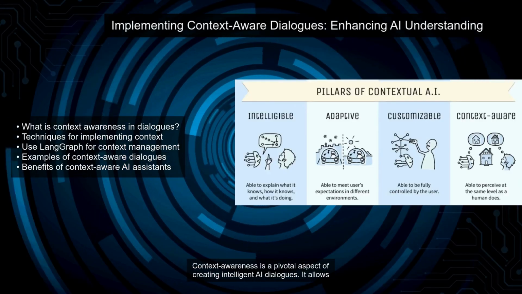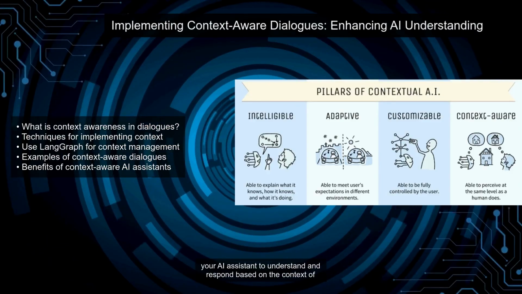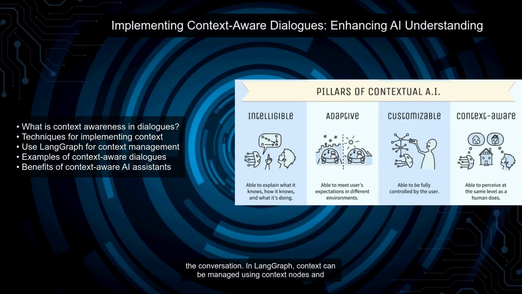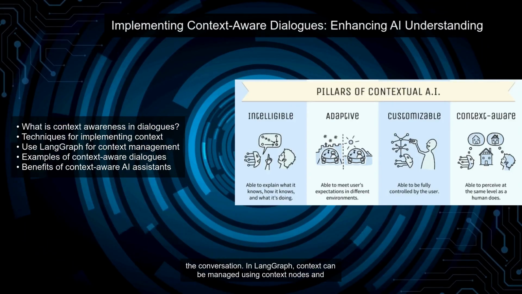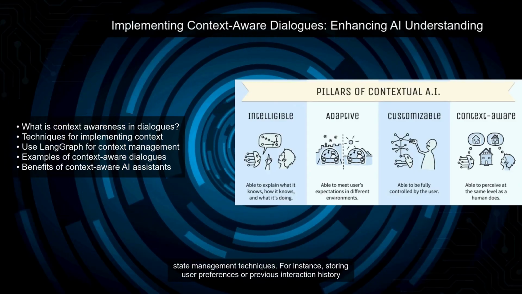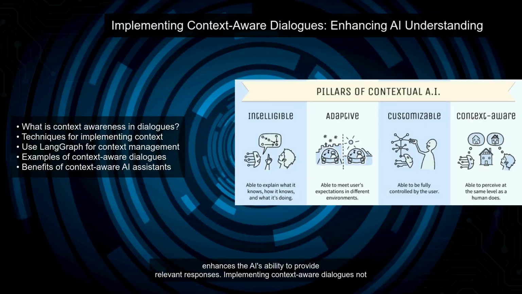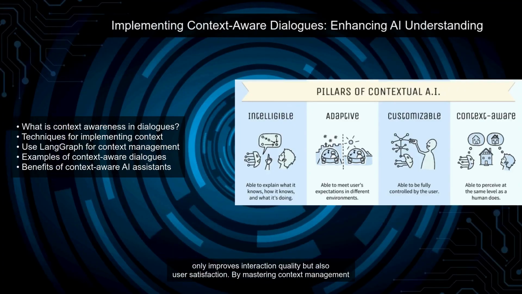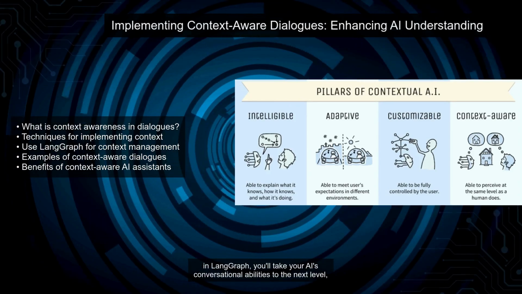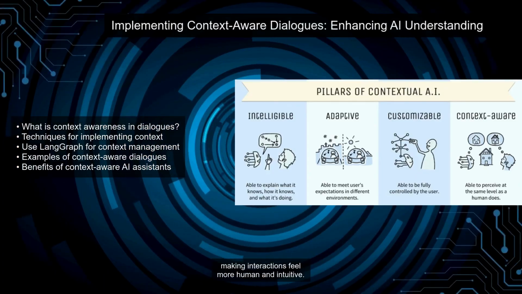Context awareness is a pivotal aspect of creating intelligent AI dialogues. It allows your AI assistant to understand and respond based on the context of the conversation. In LangGraph, context can be managed using context nodes and state management techniques. For instance, storing user preferences or previous interaction history enhances the AI's ability to provide relevant responses. Implementing context-aware dialogues not only improves interaction quality but also user satisfaction. By mastering context management in LangGraph, you'll take your AI's conversational abilities to the next level, making interactions feel more human and intuitive.